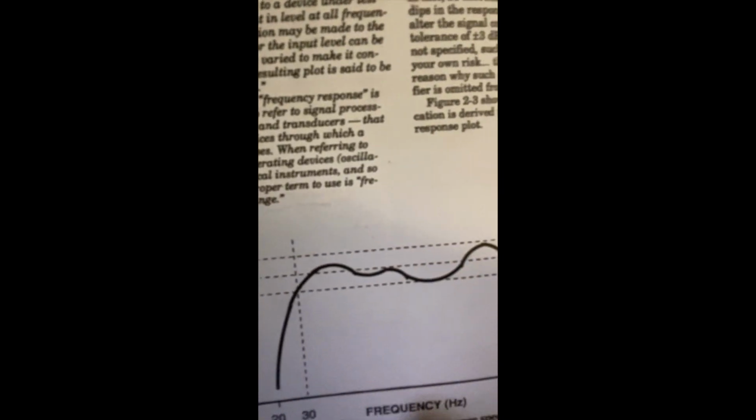And that's kind of what this looks like when it says 30 hertz to 18 kilohertz plus or minus 3 decibels. That's what it is. 30 hertz to 18 kilohertz plus or minus 3 decibels, which means it's not deviating from the average or the line, the reference level, by more than negative or positive 3 decibels.